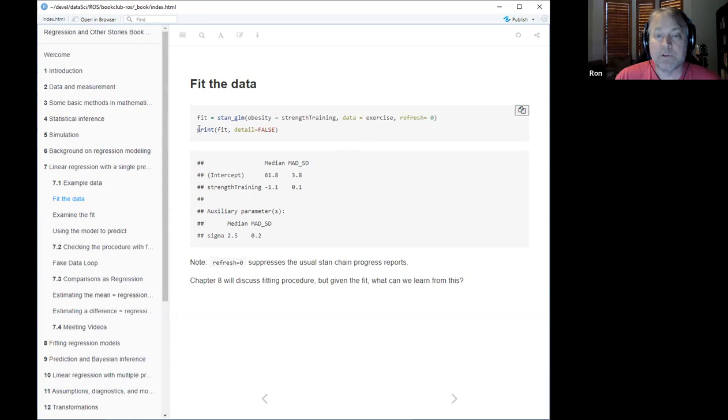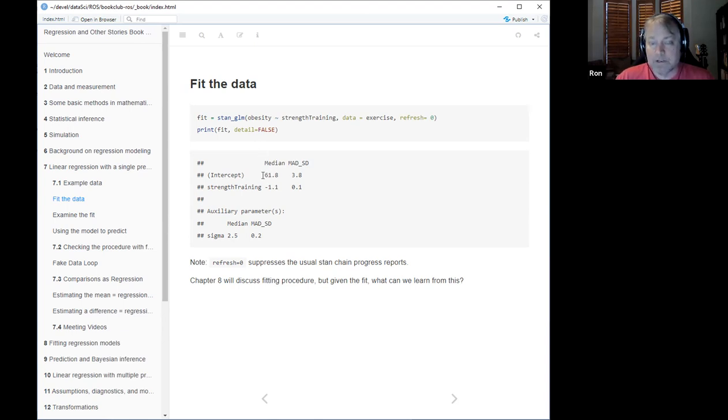And a similar thing, when you print the fit, if you put detail equal to false, you only will get the results of the parameters, not a bunch of other diagnostic stuff too that you should look at, but for purposes here, we're not going to look at, right? In this chapter, we're just taking this as a kind of a black box process. We're not worried about what's going on behind the scenes. We just called stan_glm and it spits out the fit parameters.